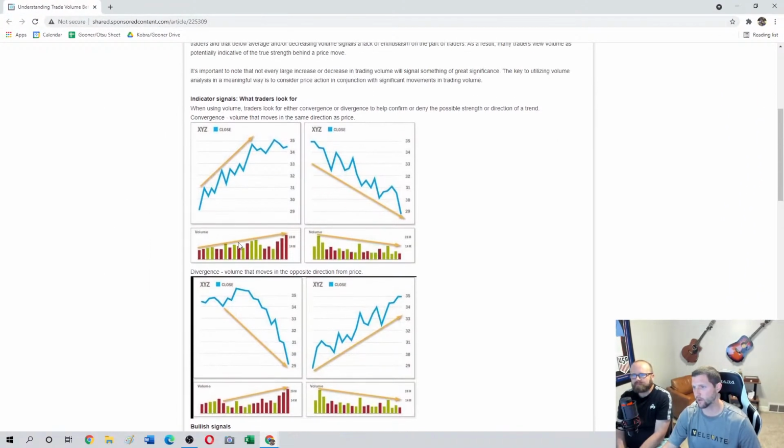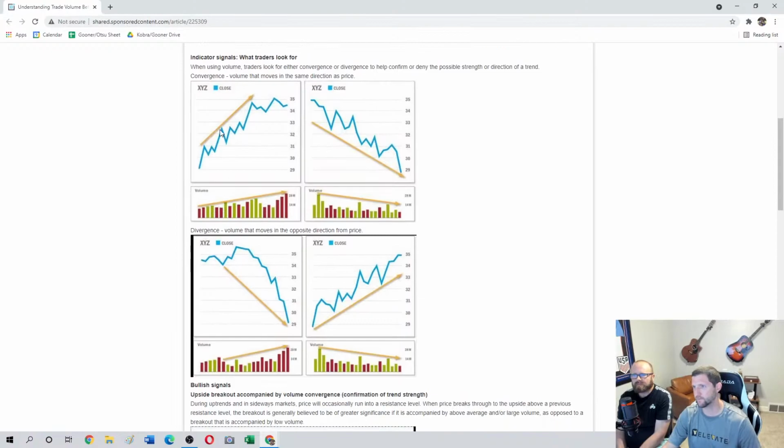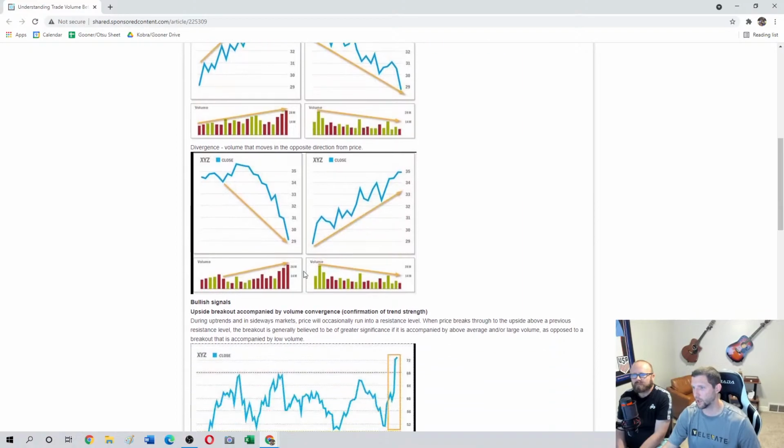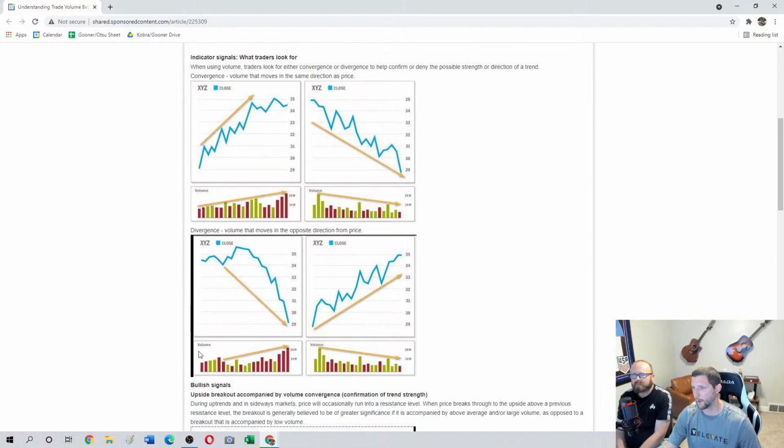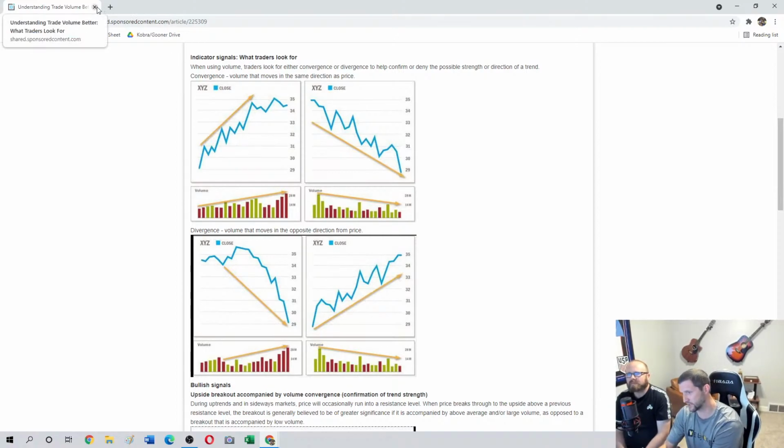Bam. Increasing volume with price increasing usually continues to be bullish. Here's our divergence. Well, that was not divergence. That was convergence, which is when volume moves in the same direction as price. But here is actually divergence. You see price dropping, volume increasing, price increasing, volume dropping. It doesn't mean it's going to happen right away, so you need to know the signs to look for, and we'll talk about that in a second.